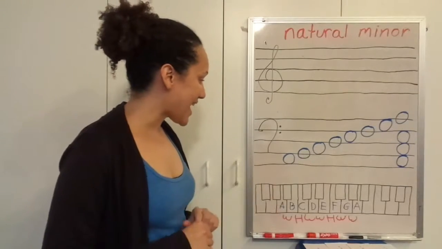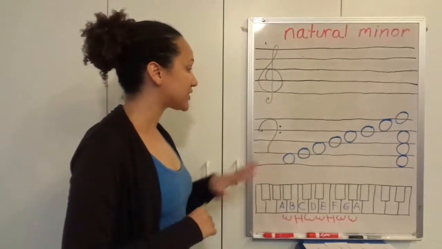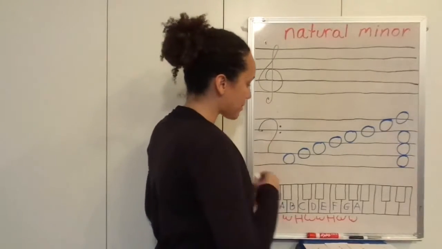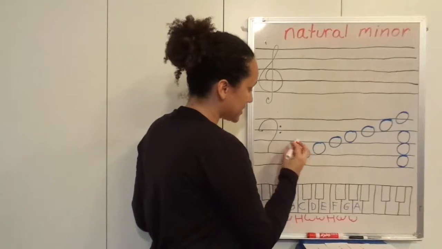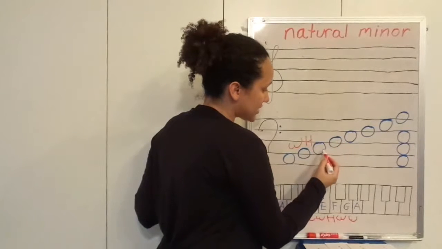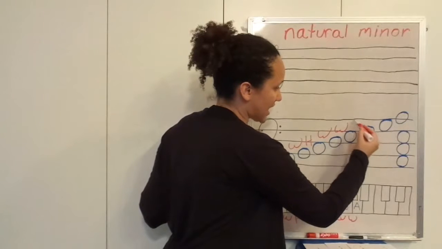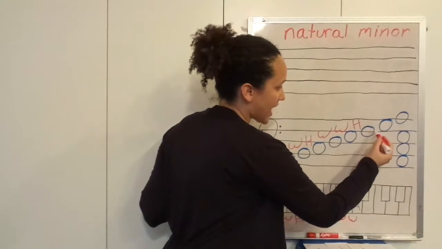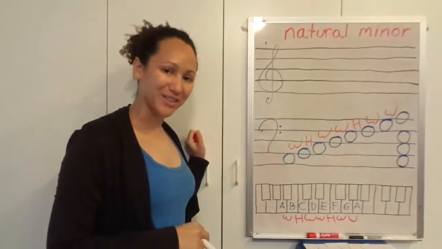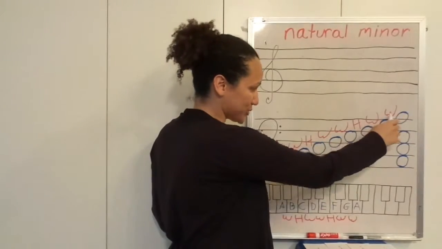Now going back to A minor, let's take a look at what that is on the clef sign, the clef on the staff. So you have from A to B is a whole step. From B to C is a half step. C to D, whole step. D to E, whole step. E to F, half step. F to G, whole step. G to A, whole step. And there's your pattern. Whole step, half step, whole step, half step, whole step, whole step.